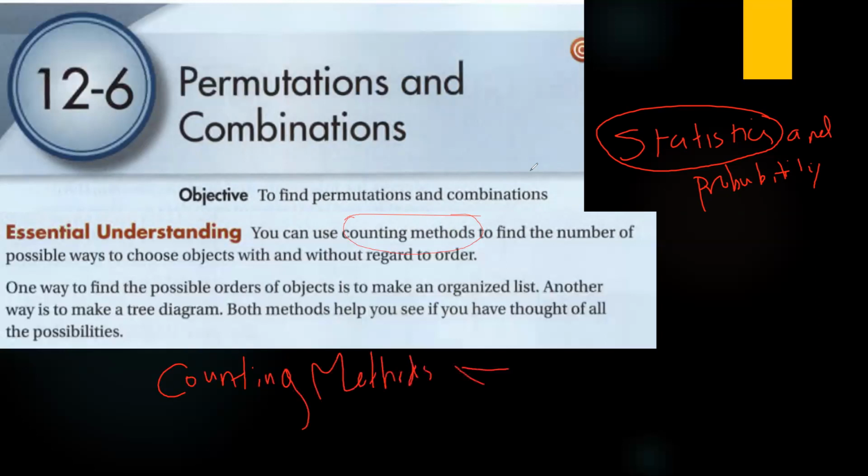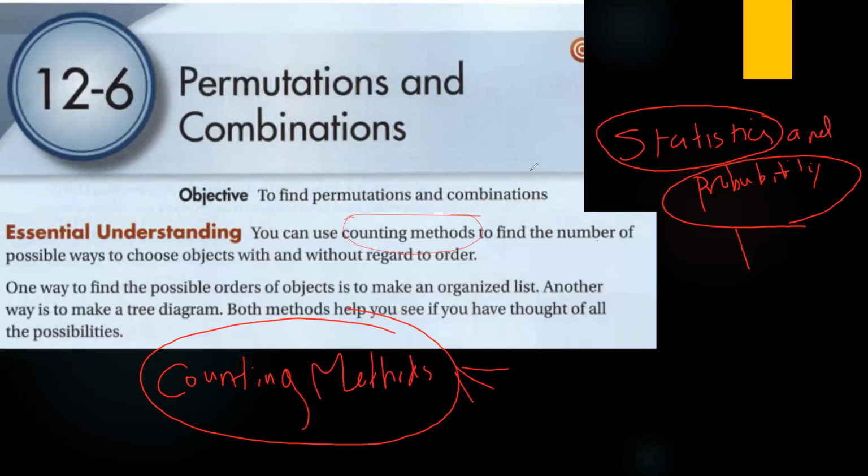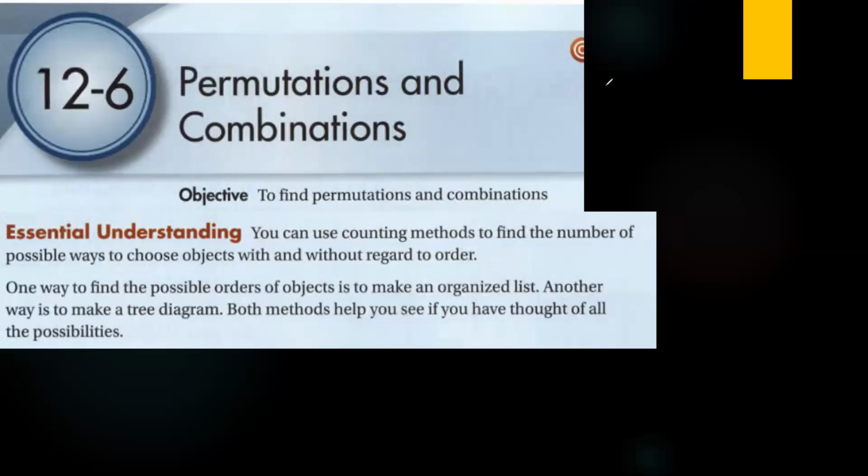That's if you have more than one thing and you want to see how many ways you can choose. So this we call counting methods. And there's something we call probability. We will talk about probability next week. So today we are going to talk about counting methods.